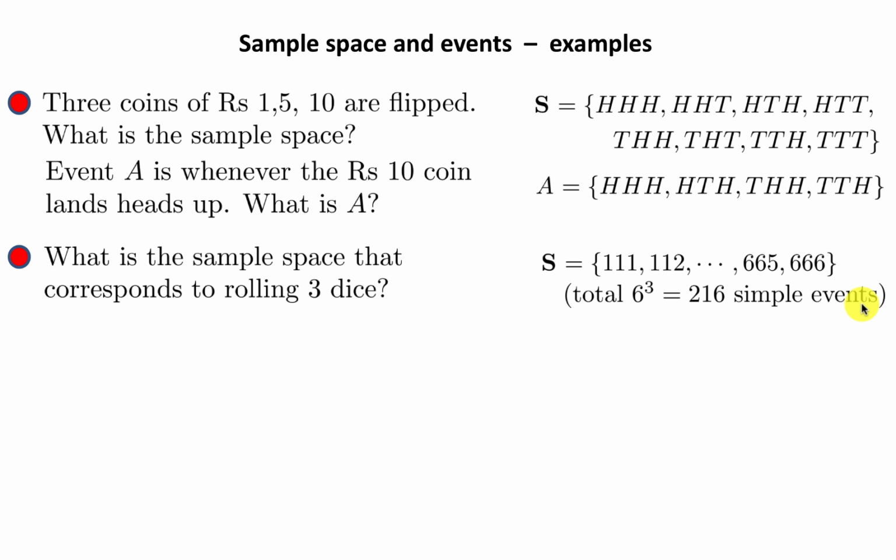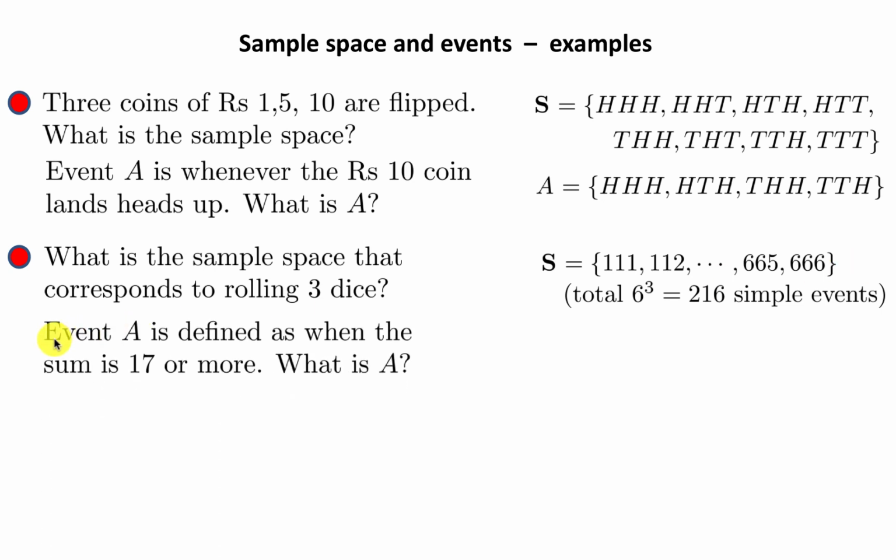Well, let's go on to a compound event. An event A is defined as happening when the sum of 3 throws is 17 or more. The question is, what is A? In that case, A is this set: 665, 656, 566, 666, and you can see that in this case the sum is 18, in this case is 17, 17, 17. Obviously, this A is a subset of the sample space S.